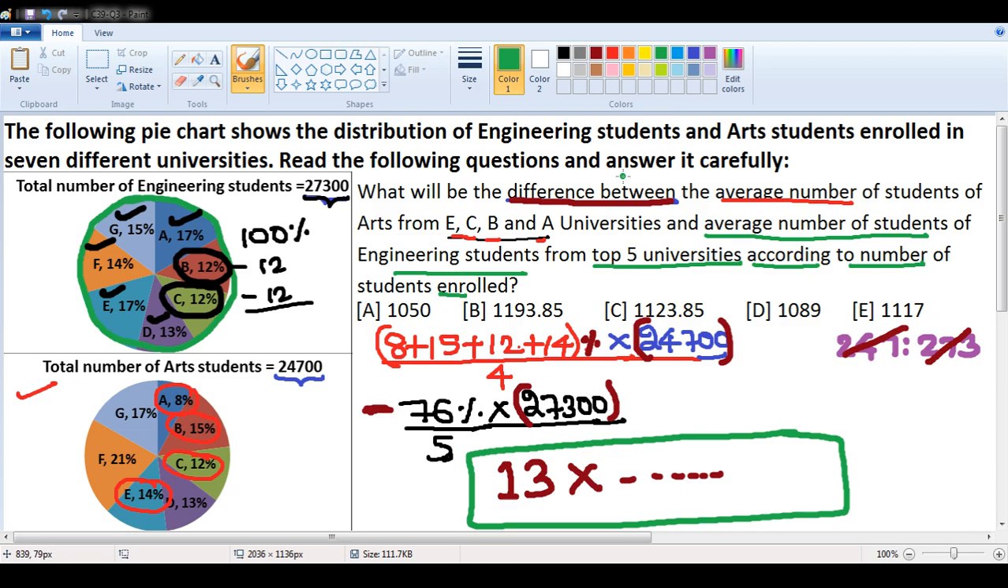Check out the answer options. Whichever option is a multiple of 13, that should be the correct answer. Out of the 5 given options, if you check it out, the only option which is a multiple of 13 is this one, 1123.85. The answer is 1123.85.